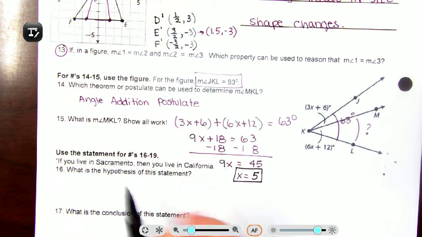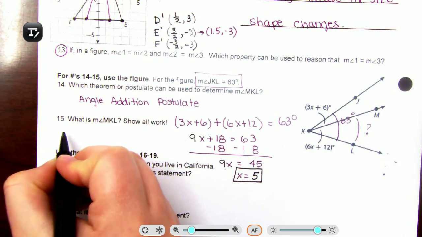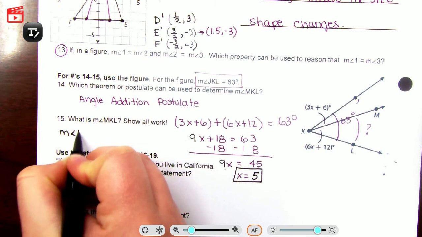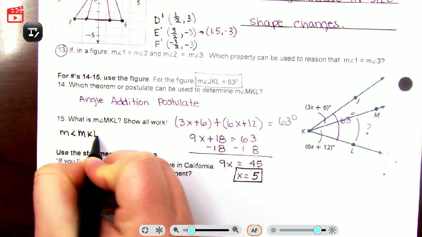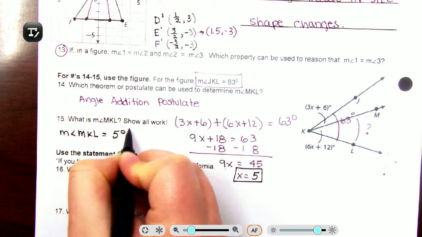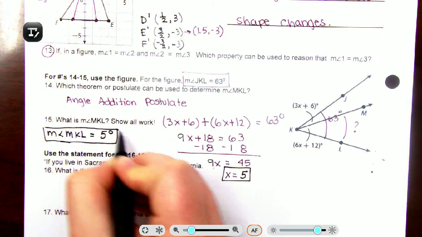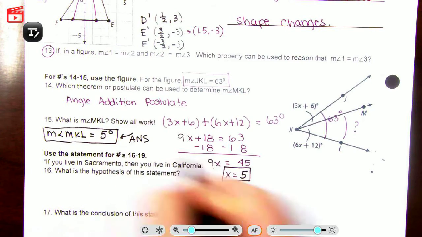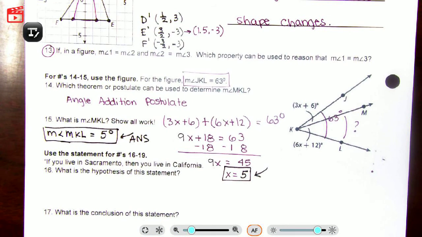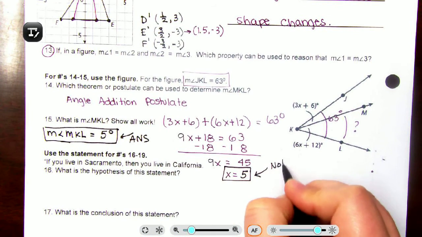So again, reread the directions. This is what is the measure of angle MKL. So the measure of angle MKL is equal to 5 degrees. This is your answer. Not this. They didn't ask to solve for x. So this is not the answer.